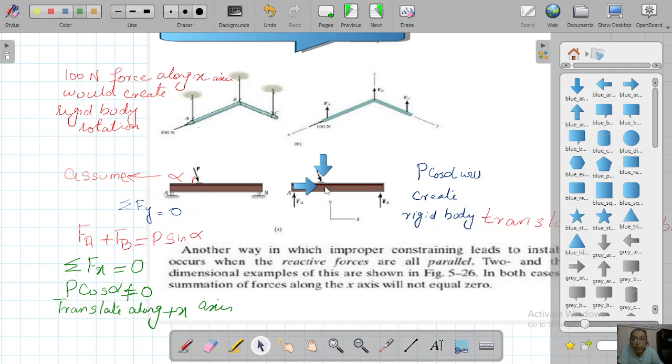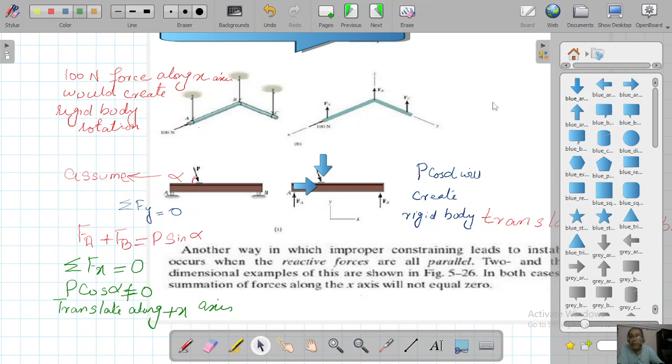For the vertical component, you can easily apply sigma Fy: Fa plus Fb, and assuming the angle is alpha, P sine alpha. But when you apply sigma Fx, it will not be equal to 0, because this P cos alpha will not be equal to 0. There is a roller here and a roller here. This force P will tend to create a translation along the x-axis, so the body will not be in static equilibrium.